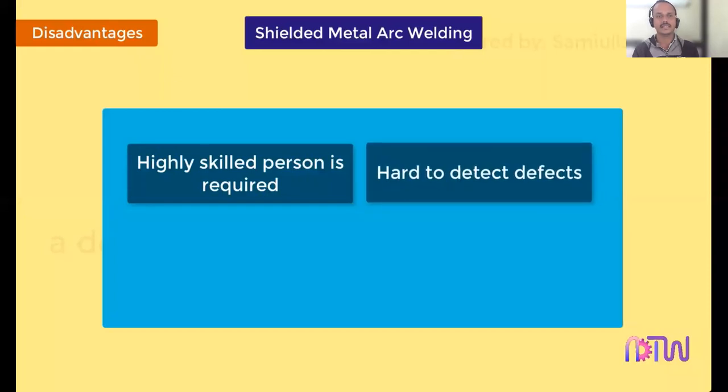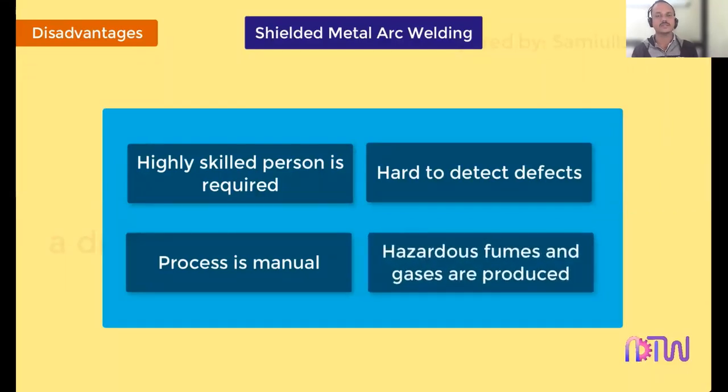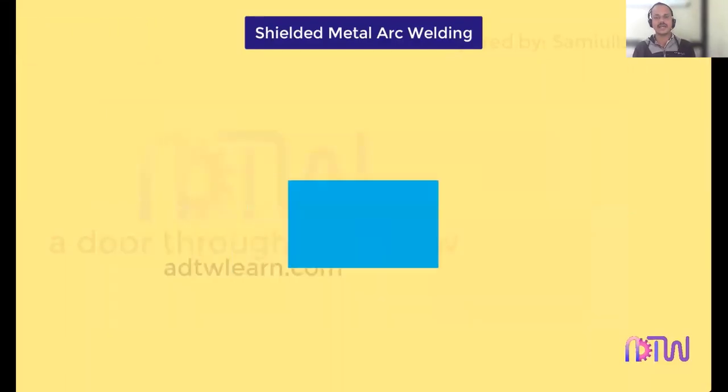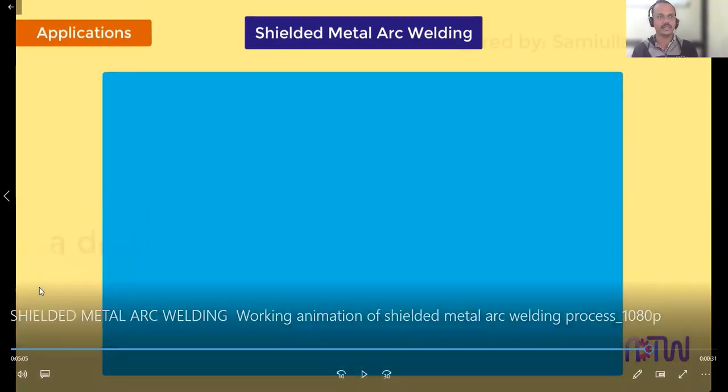For that, a highly skilled person is required. Defects can be hard to detect early. The process is manual and hence high labor. Fumes and gases produced by the flux are hazardous. Hazardous fumes and gases are ejected at the time of welding.